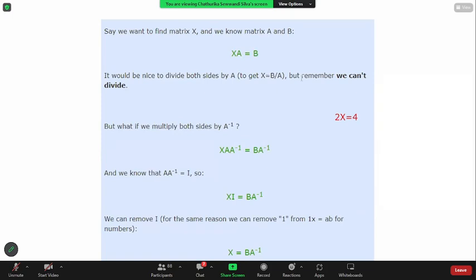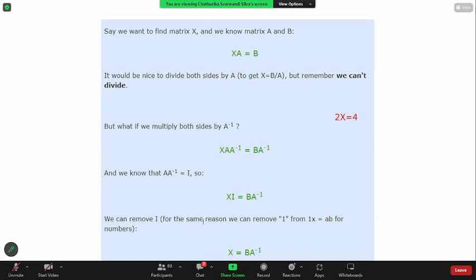But remember, we can't divide. In the matrix world, division is not possible. So then what can we do? We know we can't divide, but instead of division, we can multiply by the inverse. That is what happened here.